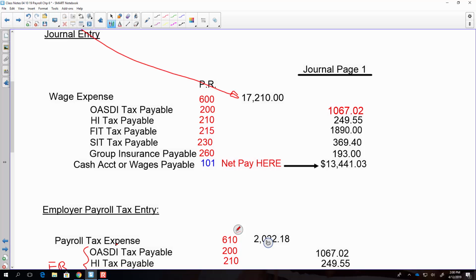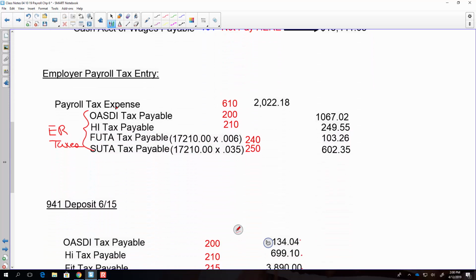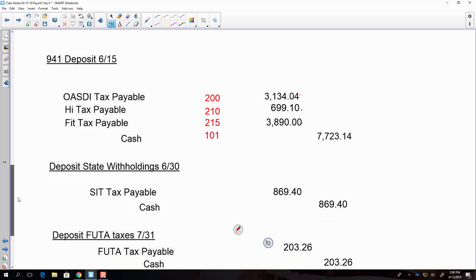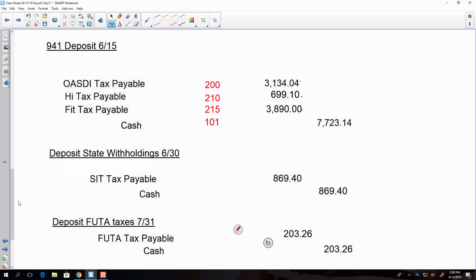And you'll notice that I'm debiting the expense and I'm crediting all of these accounts and come up with a net pay here of $13,441. My second entry with every payroll is the expense side for the employer taxes. You'll see that I'm crediting these, right? I'm making these numbers go up because I'm increasing the tax. I'm increasing my payroll tax expense with a debit of $2,022.18. And then going on, continuing, I have my 941 deposit.